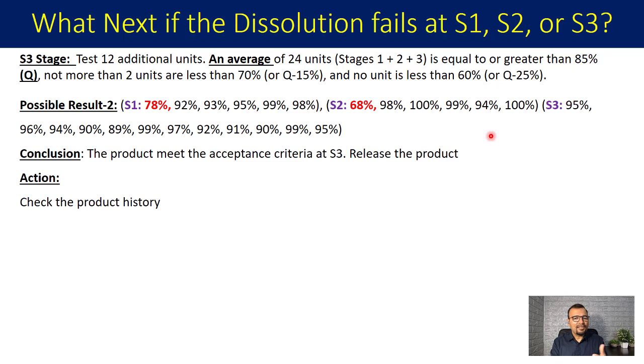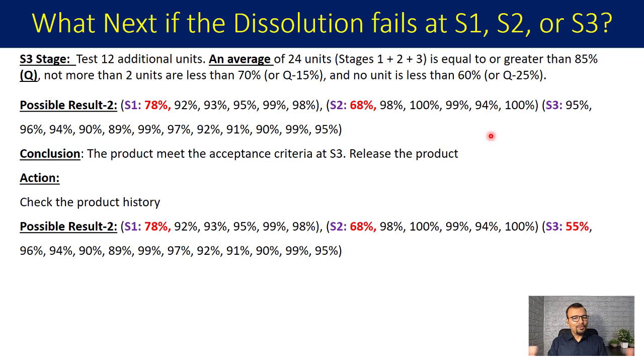Action: you may want to check the product history because S2 was not meeting, and in case the product history says that none of the batches have gone to S3 level, probably it is a good time for you to understand the product history.